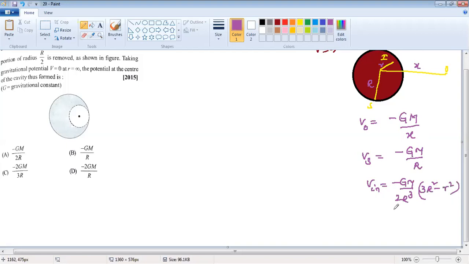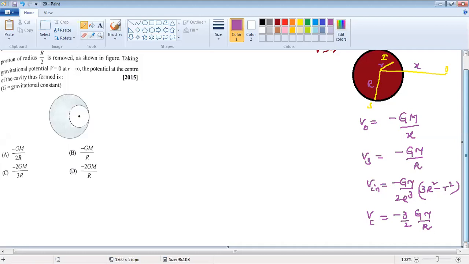This is a very, very important point. From this, what is the potential at the center? Center means r equal to 0. We substitute r equal to 0 here. Now this is minus 3 by 2 GM by r. This is very important. For the potential due to a solid sphere, the potential is maximum at the center. This concept is very, very important. Why am I stressing the point?